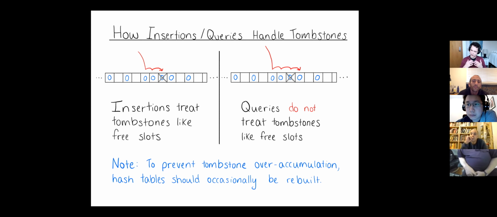Because queries treat tombstones like elements, there's one more thing you have to know if you're going to implement a linear probing hash table, which is that you don't want your tombstones to overaccumulate too much. So every so often, in order to avoid overaccumulation, you should rebuild your hash table from scratch and clear out the tombstones. But it turns out that doesn't really change the average running times of any of your operations. And if you do everything right, you can have all three operations interact together harmoniously.